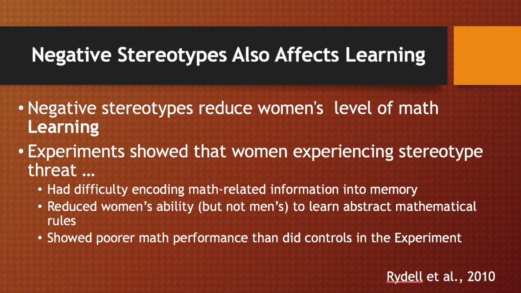As per Riddle and others, negative stereotypes impact not just the woman's performance in math, but also their learning. To elaborate further, the study also found that women under the stereotype threat had difficulty encoding math-related info in their memory, had reduced ability to learn abstract math rules, and ultimately showed poorer math performance.